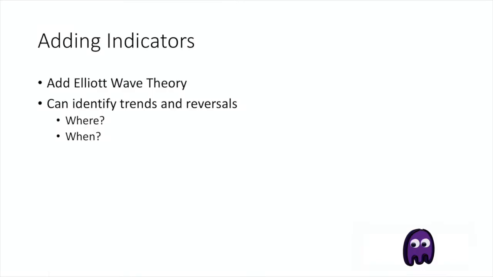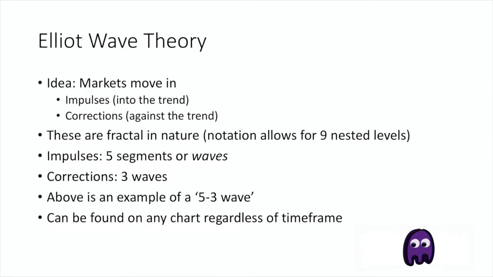Adding indicators. So in other words, we want to keep stacking technical analysis to try to confirm or deny the probability of success. Another tool we can use is Elliott wave theory. Elliott wave theory can be used to identify trends and reversals, where they happen, and why.